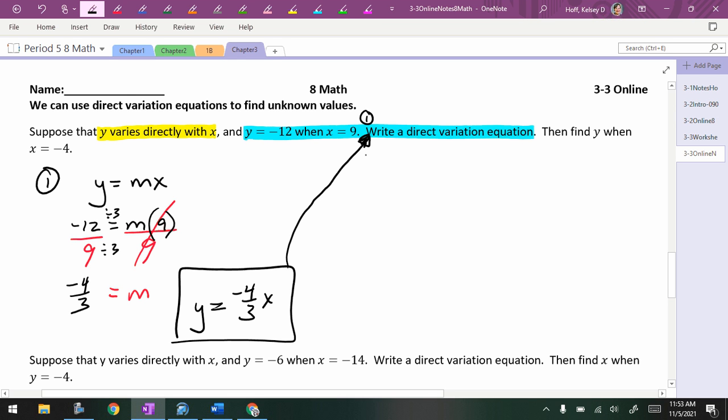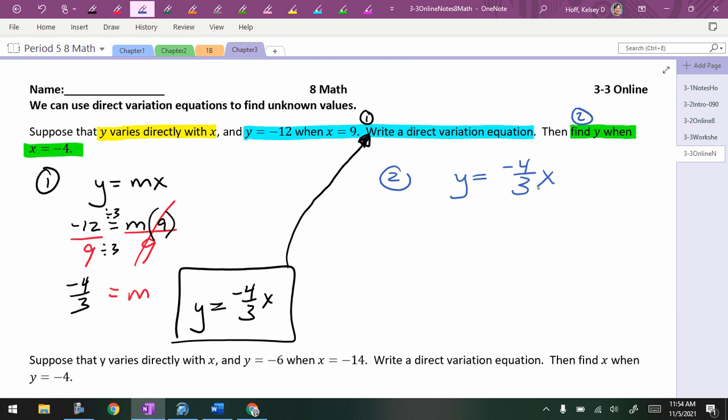So many people forget x. A lot of people write m equals -4/3. Well, they didn't ask what m was. They want the direct variation equation. Now, part 2 goes on to say, find y when x equals -4. So we keep our equation, y equals -4/3 x.